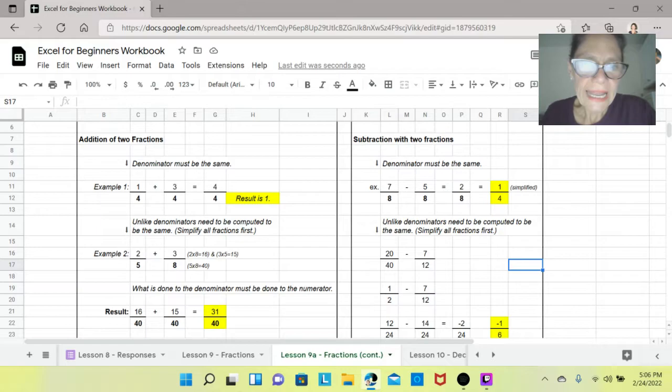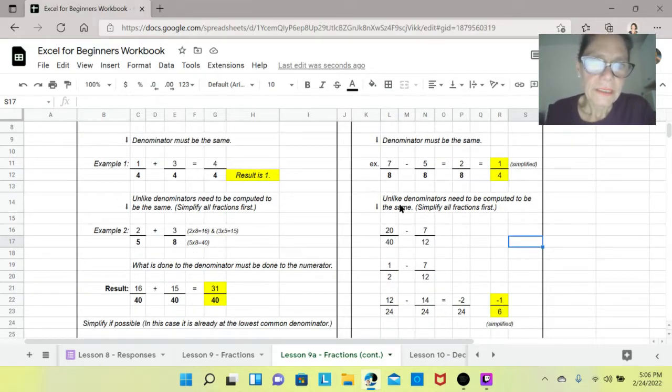If you want to subtract unlike denominators, they need to be computed to the same. I probably didn't say that right. First, you simplify them and then do it. So 20 over 40 is 10 over 20 is 5 over 10. And then you've already simplified it.